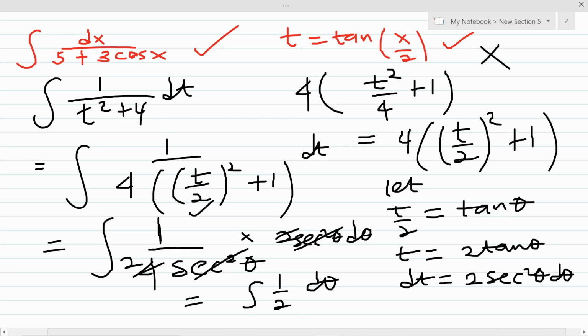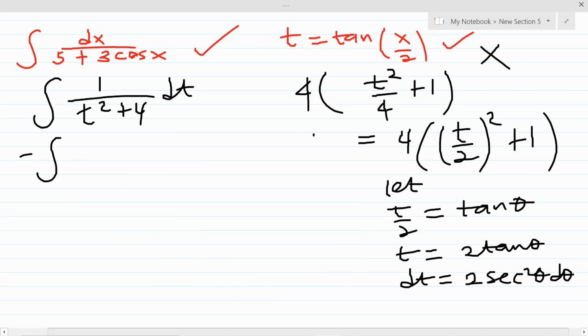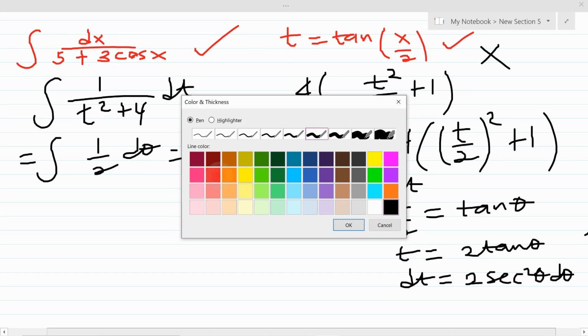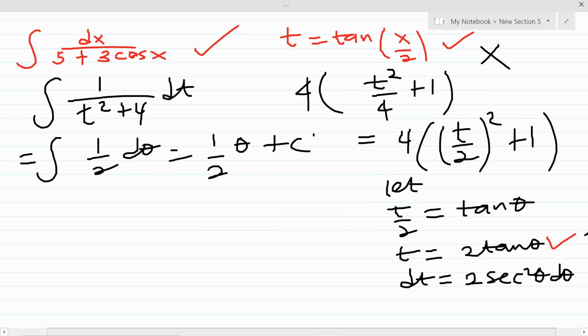And if you remember our basic definition in integration, we said that if you have a constant you're integrating, it's just the constant times the variable that you're integrating with respect to. So now this integral has turned into the integral of half d theta, which is equal to half theta plus c. So from this side, t is equal to 2 tan theta. What will be our theta? From this side, theta is equal to tan inverse of t over 2.